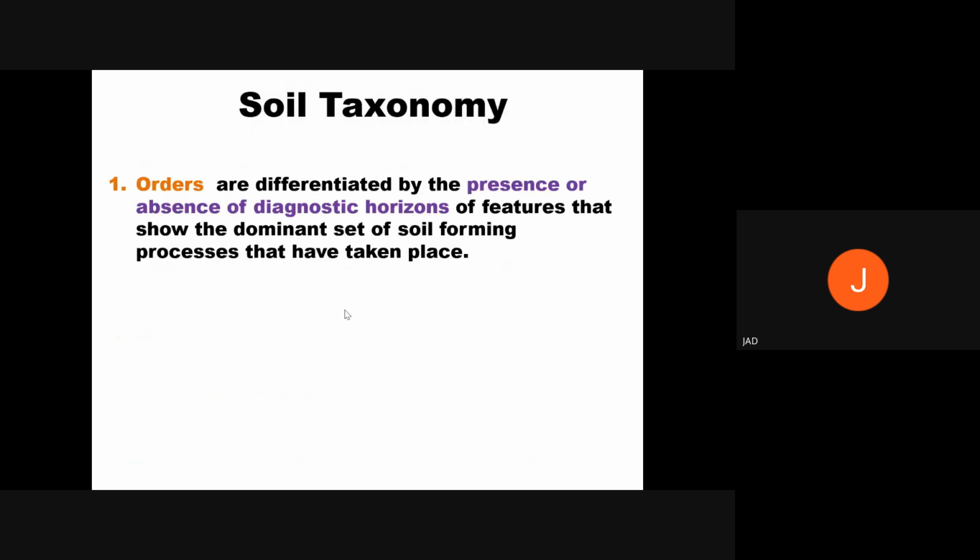What is the order? The orders are differentiated by the presence or absence of diagnostic horizons or features that show the dominant soil forming processes that have taken place. So what is diagnostic? Diagnostic horizons are soil layers with specific quantitatively defined properties used in soil classification. So when we say diagnostic in soil science, that's what we mean.